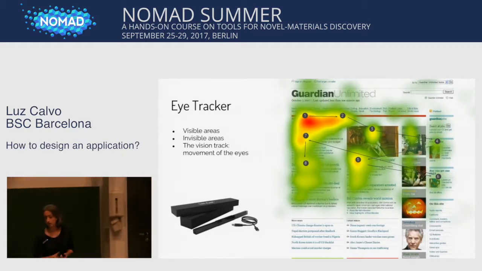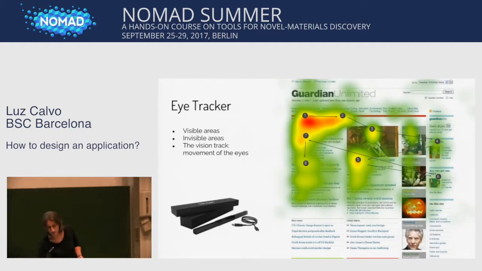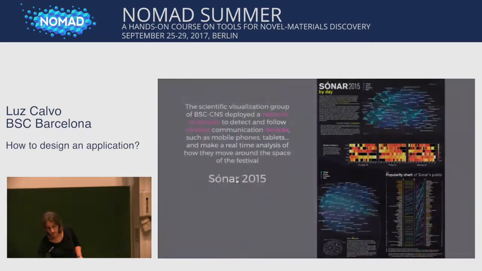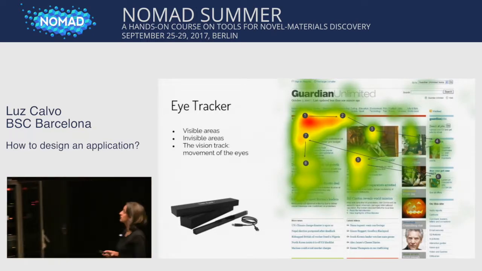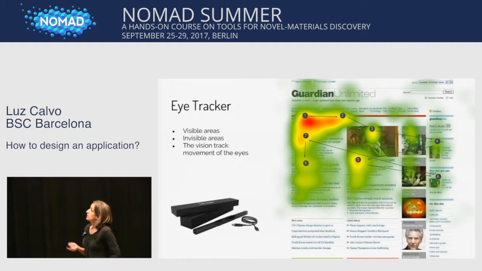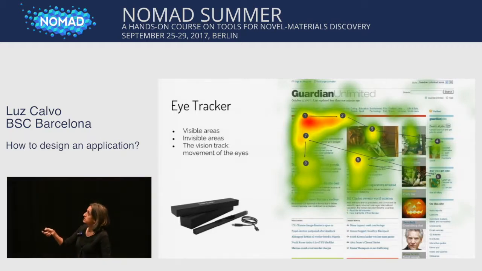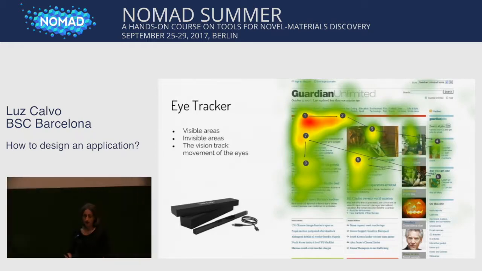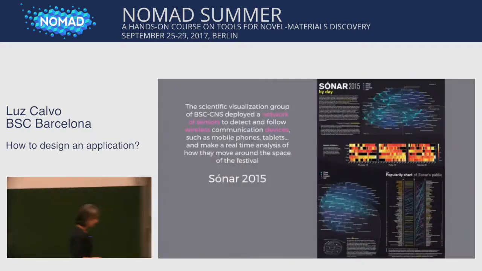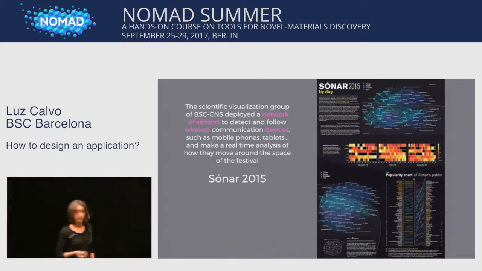I want to share with you, at BSC we have something like an eye tracker. This is a device that we use to measure the eye activity of the user. We can know what are the most visible areas, these red ones, and we also have information about the track of the eyes of the user. This is very useful when we have to validate visualizations.